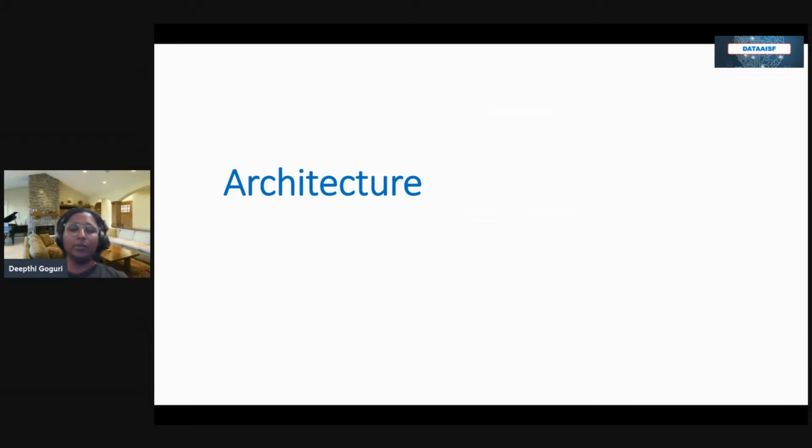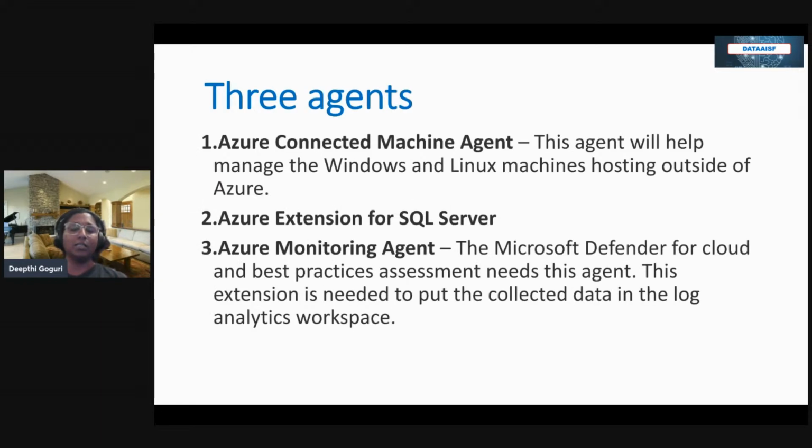Let's see a little bit of architecture, like what are the things that are needed to enable Azure Arc, right? There are three main agents that are required to enable Azure Arc on your SQL Server. So the first thing is the Azure Connected Machine Agent. This agent will help manage the Windows and the Linux machines.